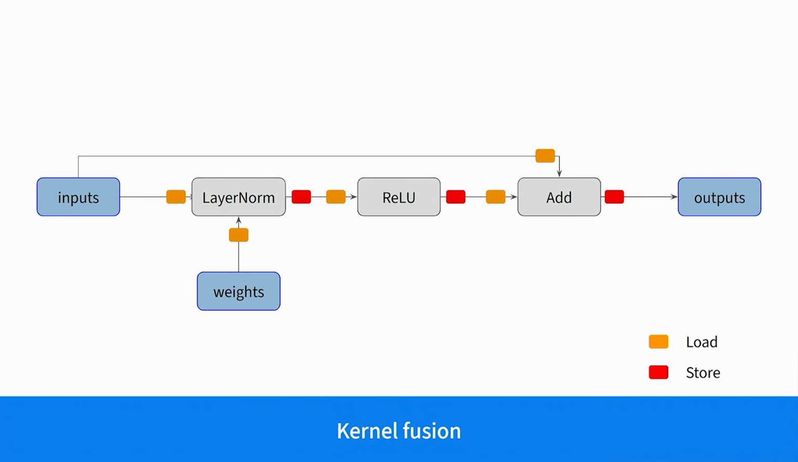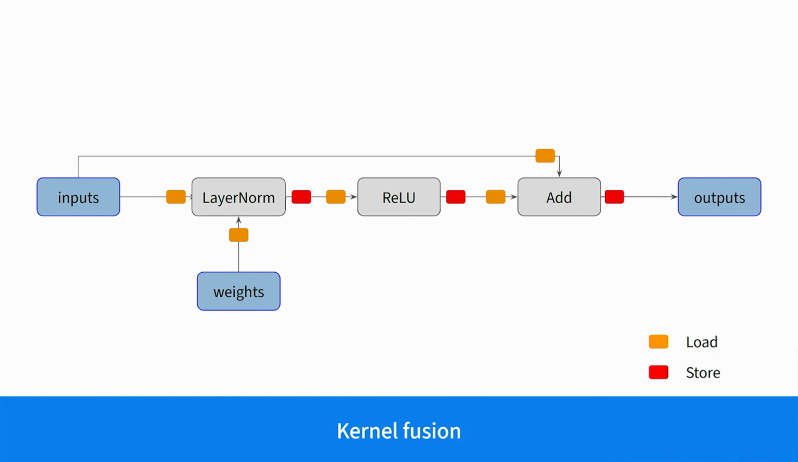And so for each of those kernels, you'll spend some time loading the inputs, doing some compute, and then storing the output just so that you load them again. So we start with the layer norm. Layer norm loads inputs and weights. It's going to split them across the SMs that we showed earlier.